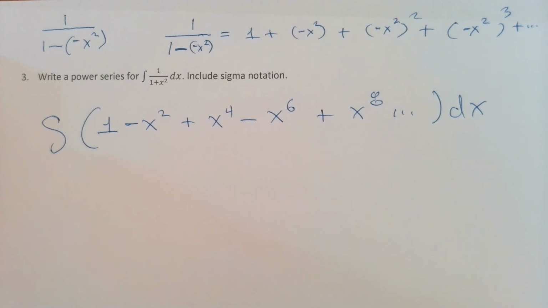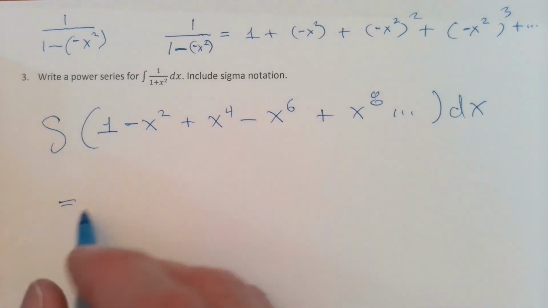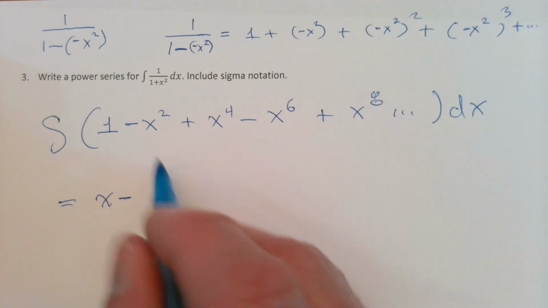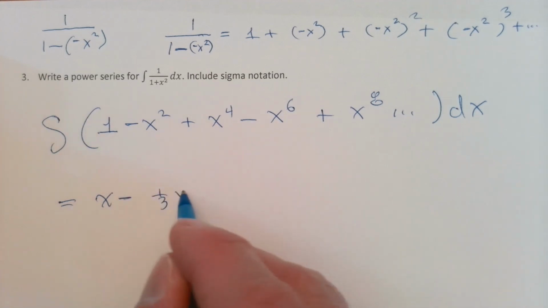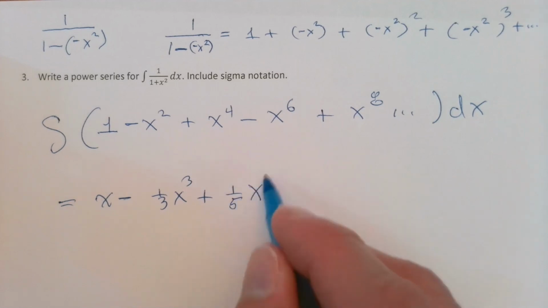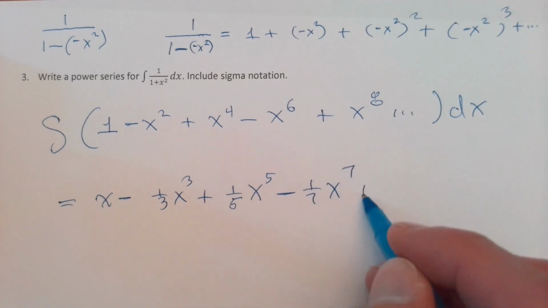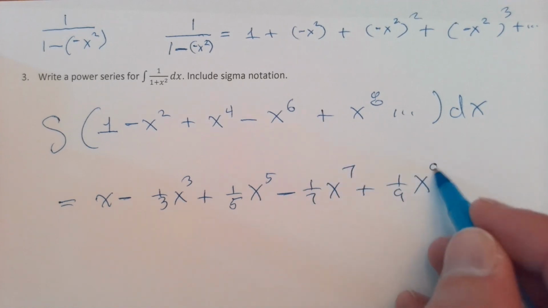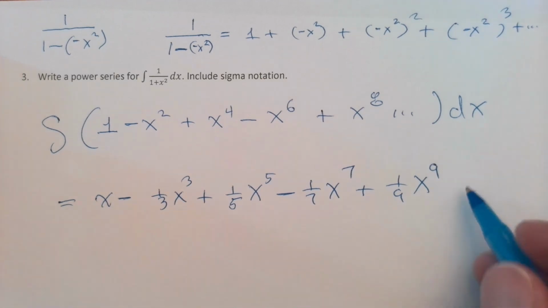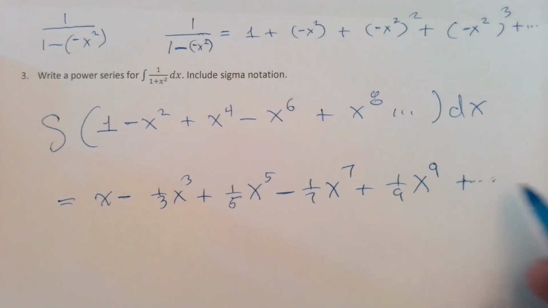And then all you have to do is use the inverse power rule, find an antiderivative term by term. So this is going to be x minus, raise it up to the 3rd power, 1/3 x cubed, raise it up to a 5th power, you have 1/5 x to the 5th, minus up to a 7th power, 1/7 x to the 7th, plus 1/9 x to the 9th, etc. And depending upon where this originated, you want to write plus c on the end of this.